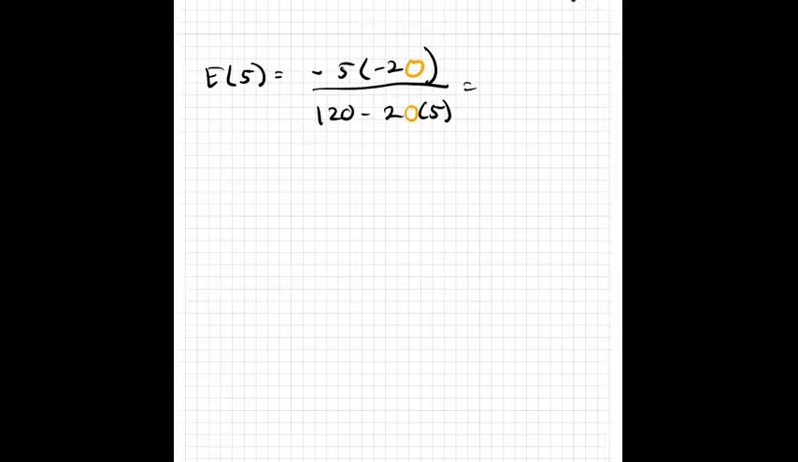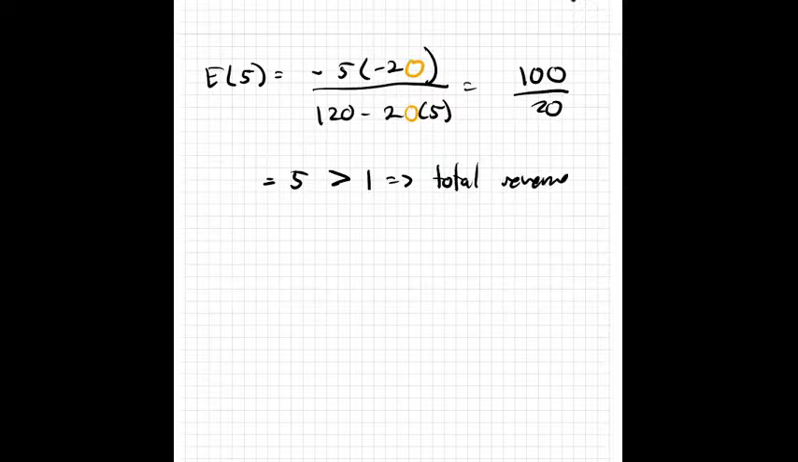Okay. So then on top, 5 times 20, so that's 100. On bottom, 120 minus 100 is what, 20. Notice that's what I was anticipating. 100 divided by 20 is what, 5. Notice that is bigger than 1. So that implies the total revenue is what? Decreasing. Okay.